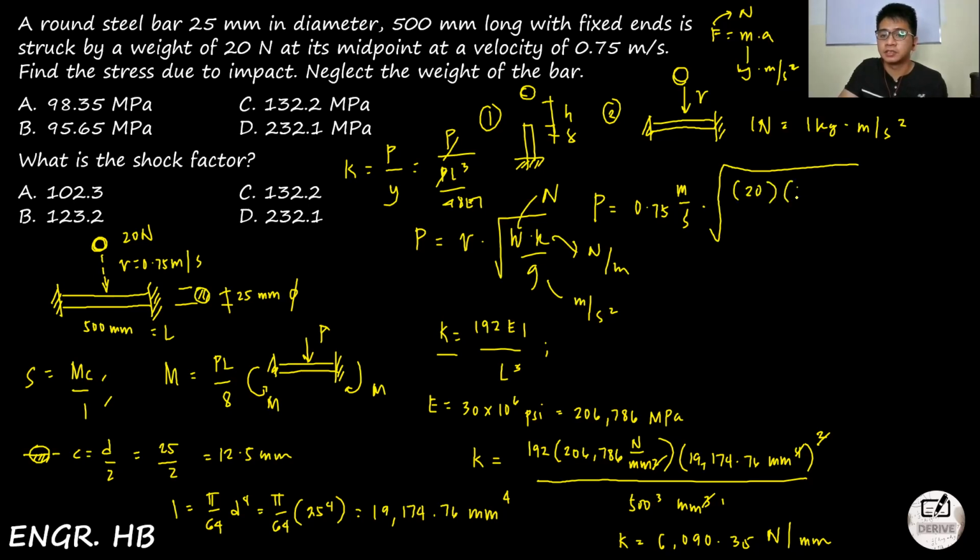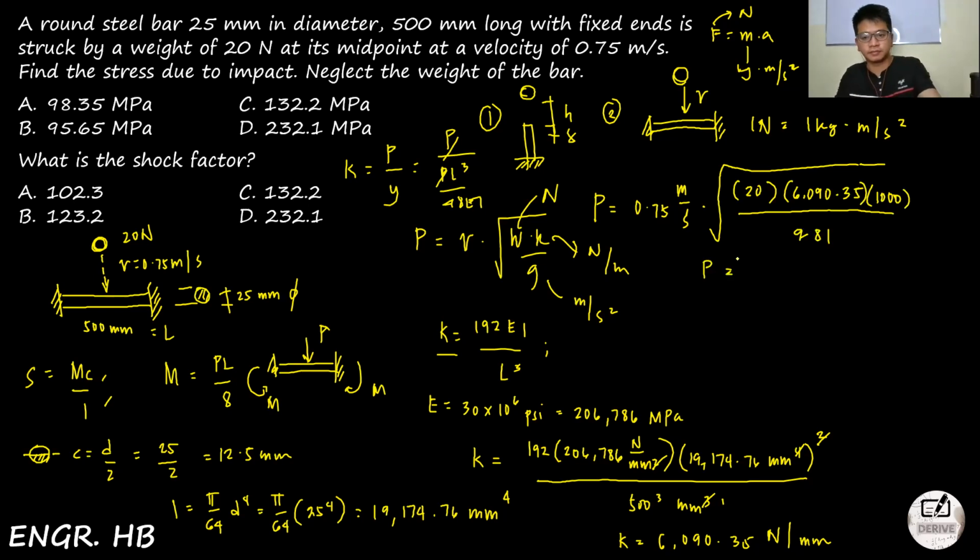So, that will be 6,090.35 times 1,000 divided by 9.81. So, our letter P is 20 times 6,090.35 times 1,000 divided by 9.81, square root mo yun, times 0.75. So our P is 2,600.